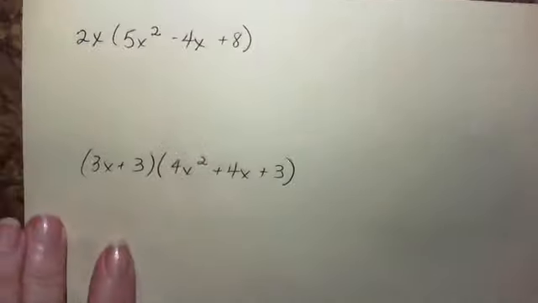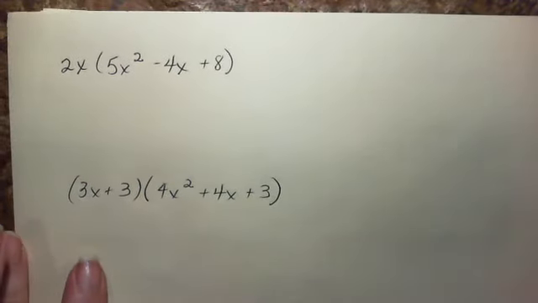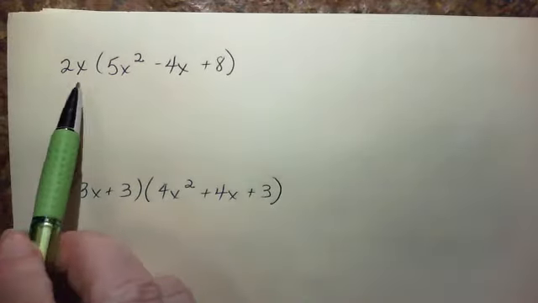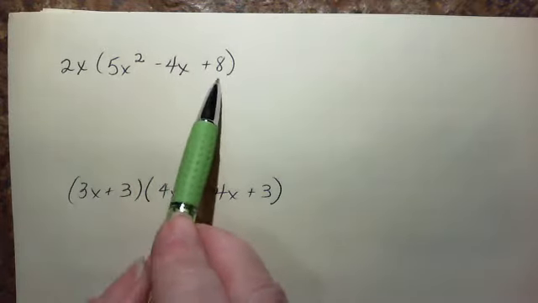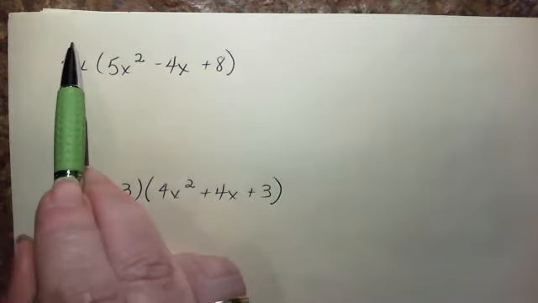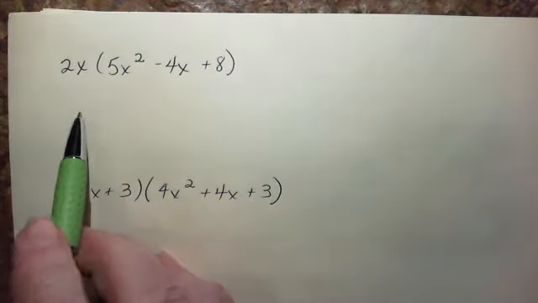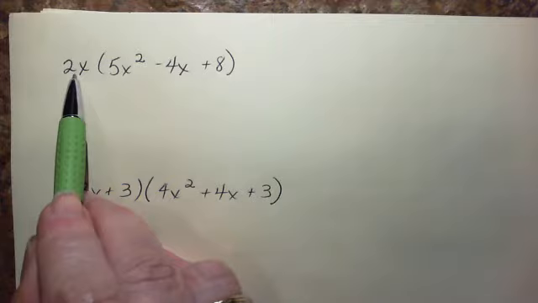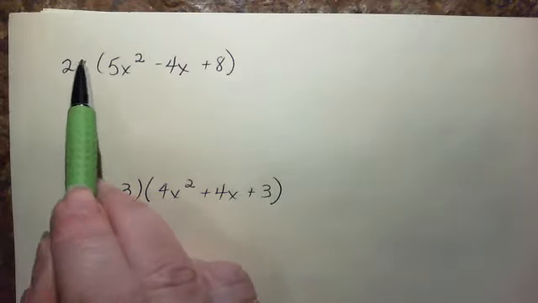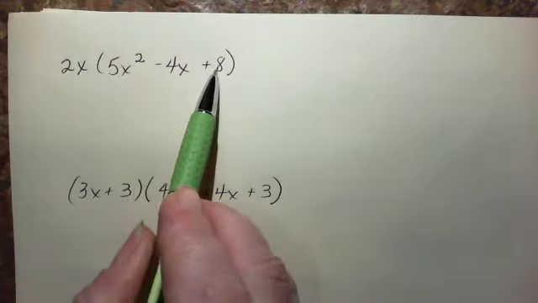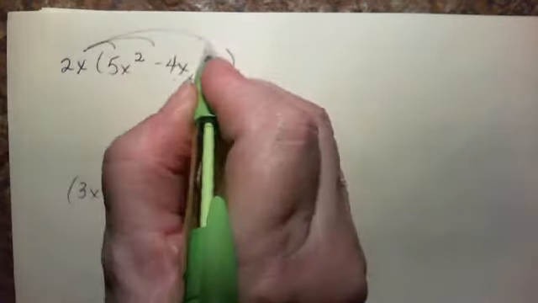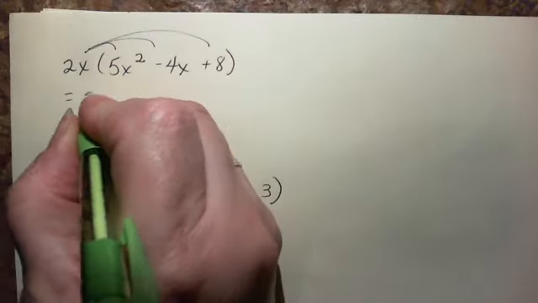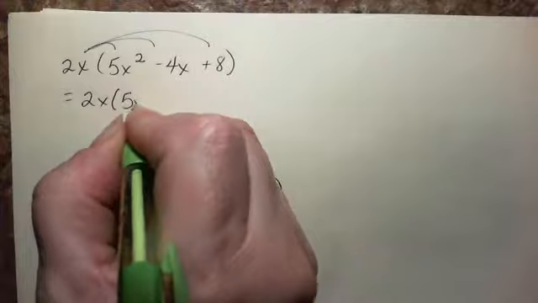Okay. Now let's take a look at multiplying polynomials. Notice that this is one term multiplied by 3 terms, a trinomial. So we need to distribute the multiplication. We need to distribute the 2x factor to all 3 terms here. Okay, so in order to remember what to do, you might do this right here. It's not necessary, but that would be 2x times the first term, 5x squared.